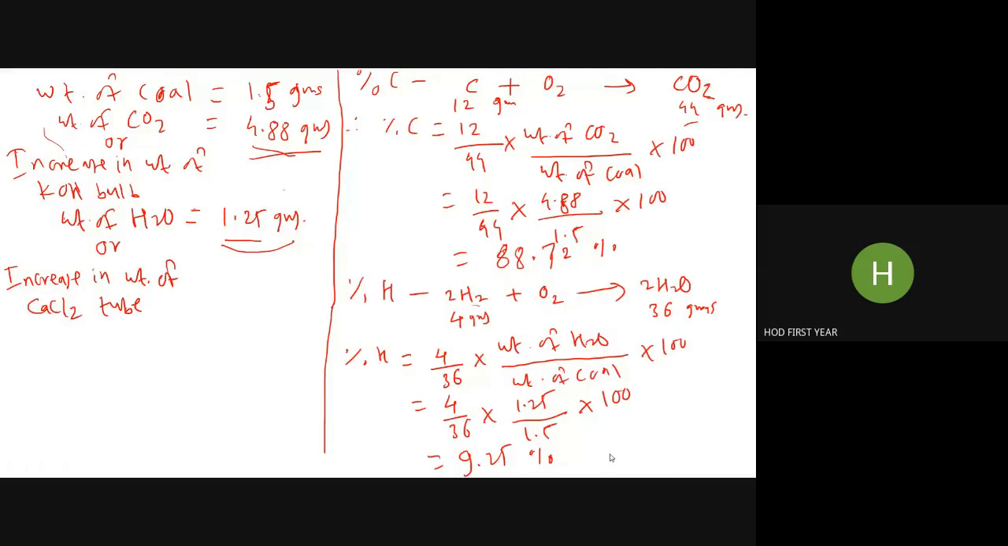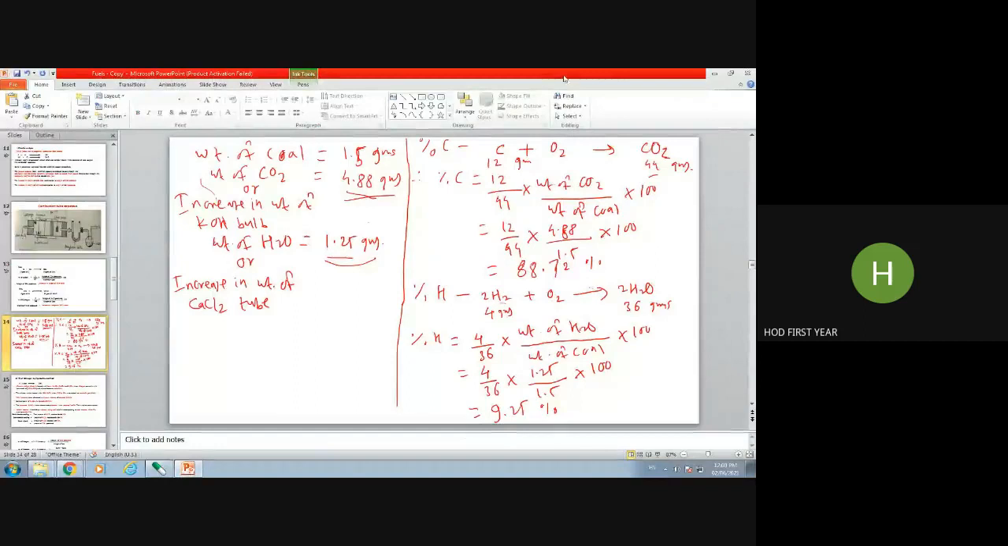Okay, so very simple. Okay, so they may give weight directly, or they may give weights of CO2 and H2O in terms of increase in weight of KOH bulb and calcium chloride tube respectively. Okay, if you understand that meaning only. Okay, otherwise it's very simple. So you just complete this. If you have completed, then we will proceed further. Okay, very simple. There is no twist in this problem.